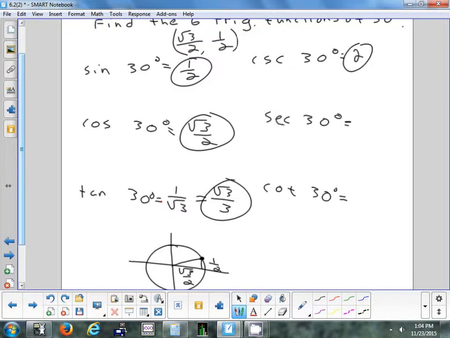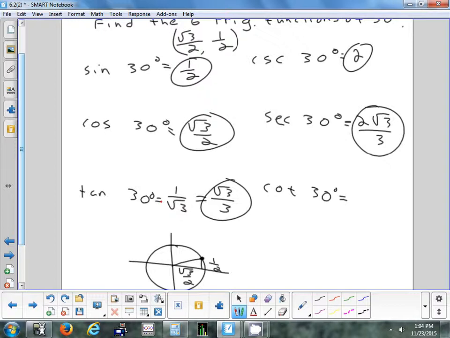What about my secant? Think about flipping it, and then you got to fix it. Square root of 3 over 3. Good. 2 square roots of 3 over 3. Okay, any question on how we're fixing these? Just multiplying top and bottom by root 3 in this case, after we flip it.